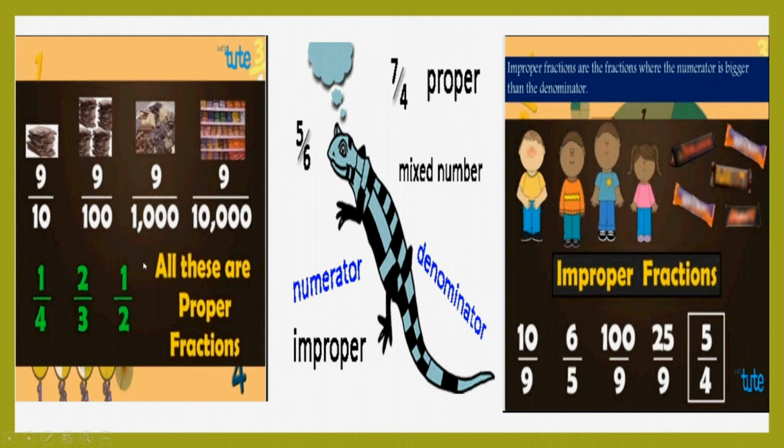Next, let us see about proper fractions and improper fractions. The fractions whose numerators are less than the denominators are known as proper fractions, and the fractions whose numerators are more than the denominators are called improper fractions. Here in these examples, all the numerators are less than the denominators, so these all come under proper fractions, whereas here all the numerators are greater than the denominators, so these all come under improper fractions.